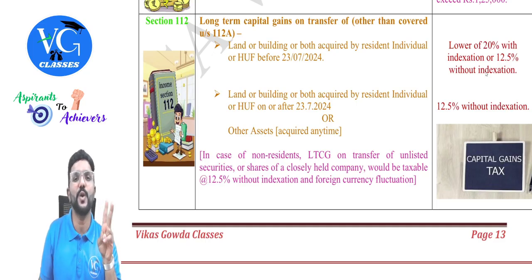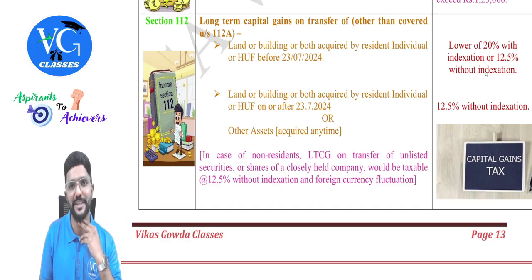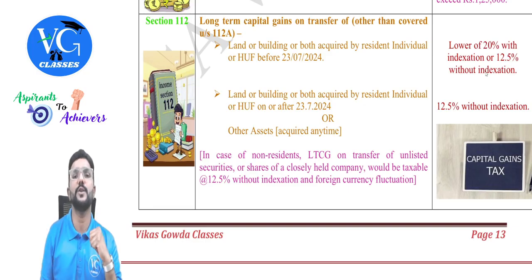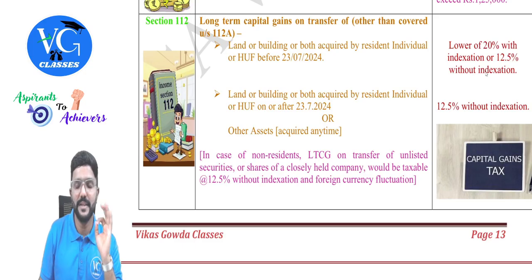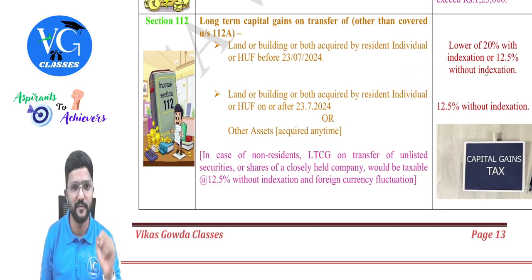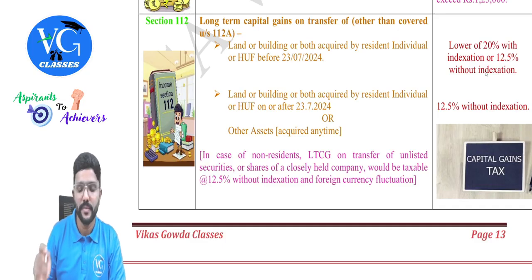So they have to compute two long-term capital gains. One is with indexation, the other one is without indexation. Calculate tax liability on both and check whichever is lower, they will take that. But this benefit is only while calculating tax liability, guys. Please be very careful. I will discuss one illustration on this once I am done with this section.